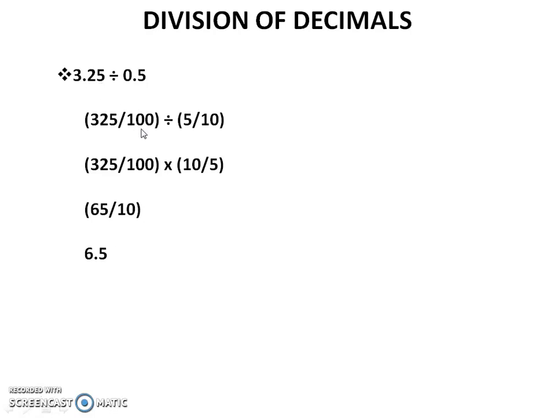So you will write 100. Here how many decimal places? Only 1 decimal place. So you will divide it with 10. So you can write it as 325 by 100 divided by 5 by 10. Division means multiplication using reciprocal. You will get 65 by 10 and 65 by 10 is calculated as 6.5.